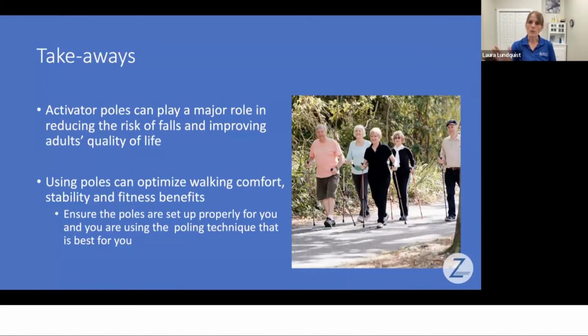A couple of takeaways before we go to your questions. First, activator poles, just remember, can play a major role in reducing the risk of falls. And if we can reduce the risk of falls, we know we can improve adults' quality of life, right? Falls are not inconsequential. Remember, we talked about 1 in 3 people over the age of 65 fall every year, and half of those people have significant injuries. So we just want to reduce that risk of falls as much as possible so that people can keep on living and doing the things that they love to do.